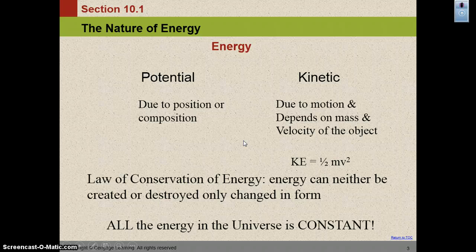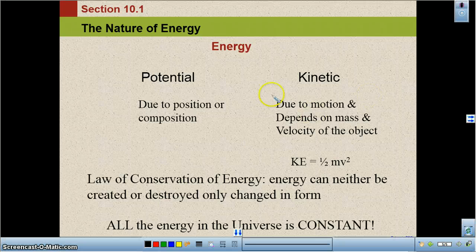We know that energy is classified as either potential energy or kinetic energy. Potential energy is due to position or composition. Kinetic energy is due to motion and depends on two things, the mass and velocity of the object.